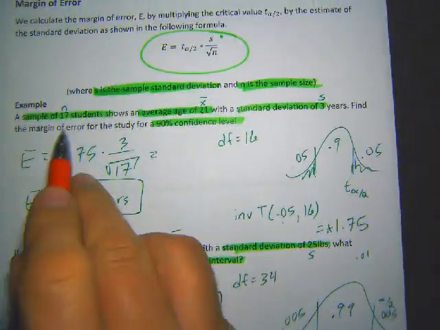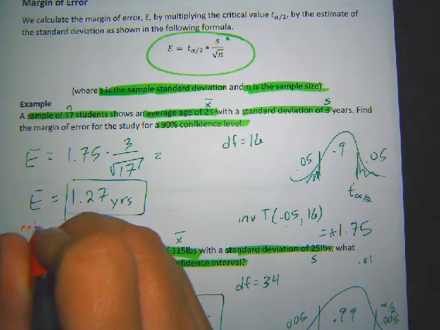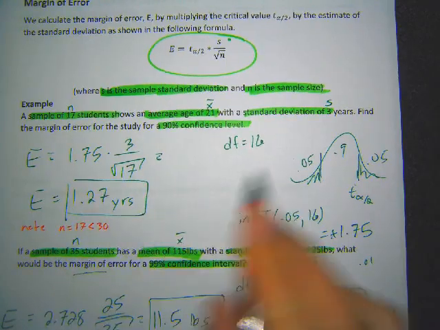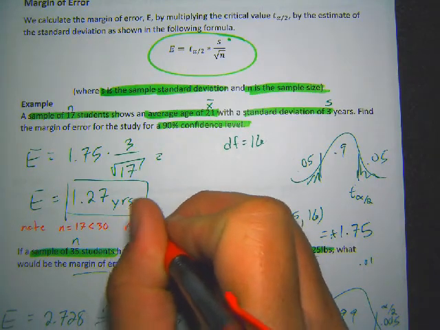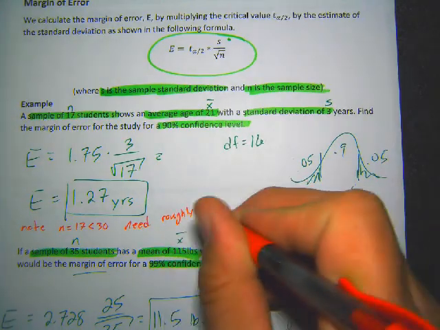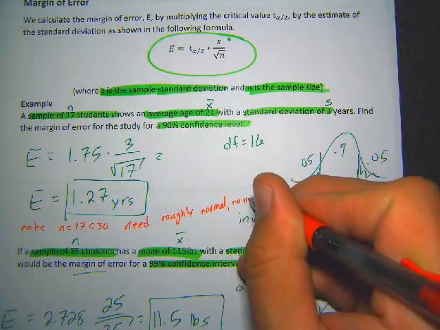The previous one, however, only had 17. Note, n is equal to 17, which is less than 30. So to do this problem, we actually have to require that the data is normal and there are no outliers. So we would need roughly normal data and no outliers.